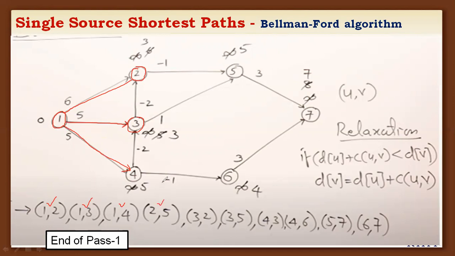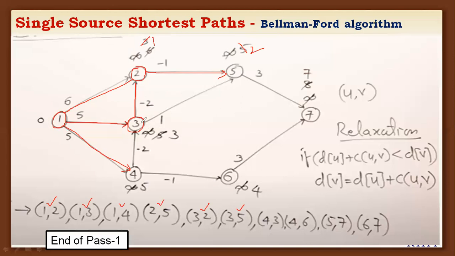Next, the path 2 to 5. The total cost is 3 minus 1, that is equal to 2. 2 is less than 5, hence 5 is replaced with 2. Next, the path from 3 to 2: 3 minus 2, you will get 1. Compare 1 with 3, 1 is smaller, so 3 is replaced with 1. Next, 3 to 5 you can consider.